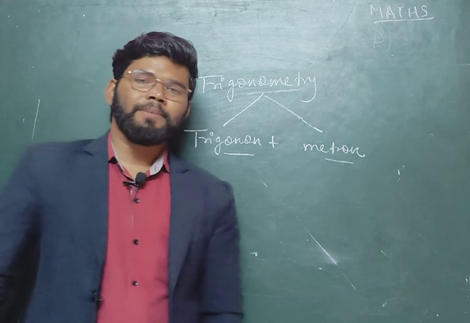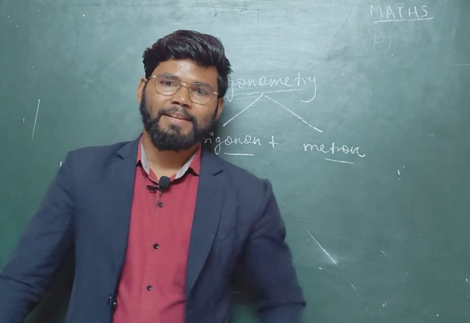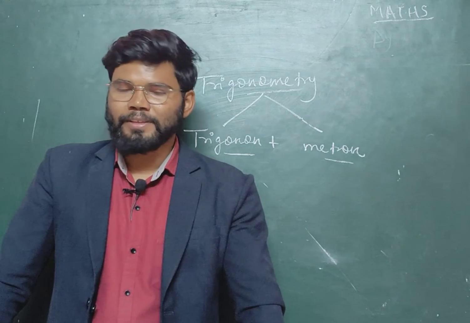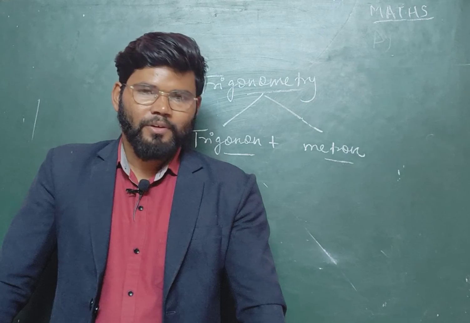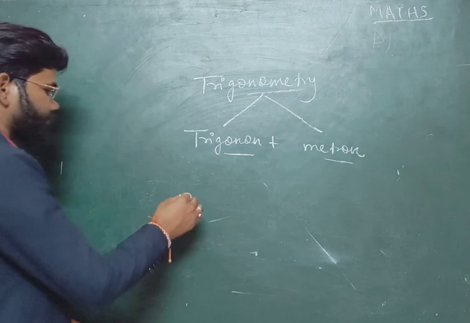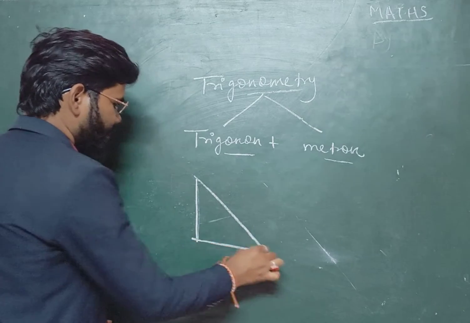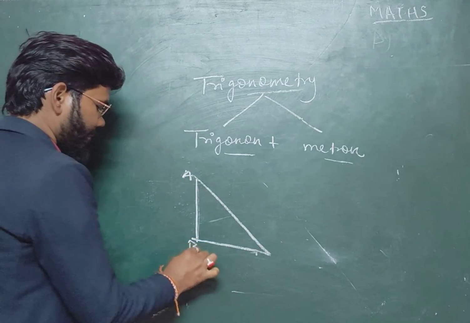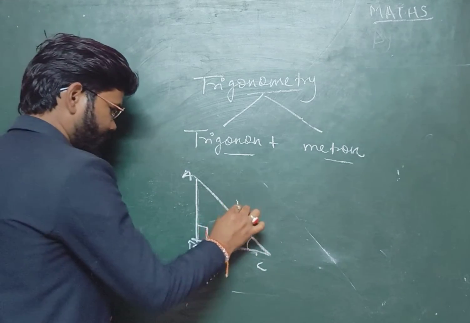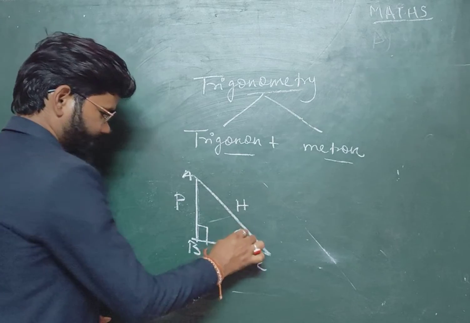And in terms of P, B, H, because I have already told you that in trigonometry we use a right angle triangle. The right angle triangle plays an important role in trigonometry. So first of all, I will draw the figure of a right angle triangle. See here, this is a right angle triangle ABC, and this is the 90 degree. So this is the hypotenuse, this is the perpendicular, this is the base, and here the angle is theta.